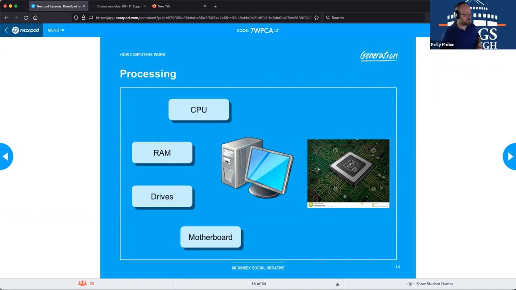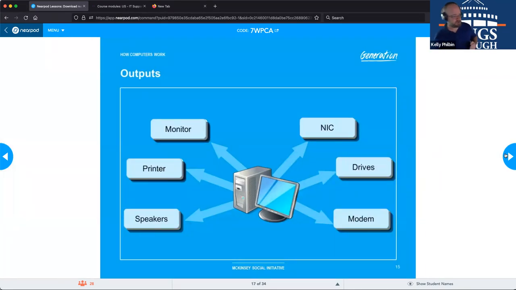So these are our processing units: the CPU, the RAM, drives, motherboard, all that fun stuff. And then we have our outputs. Our output devices would be the devices that we receive information back from. That would be our monitor, printer, speakers, the NIC or network interface card, drives, modem, all that kind of fun stuff. And again, like we said, some can be both, but we'll talk about that a little more as we go along.